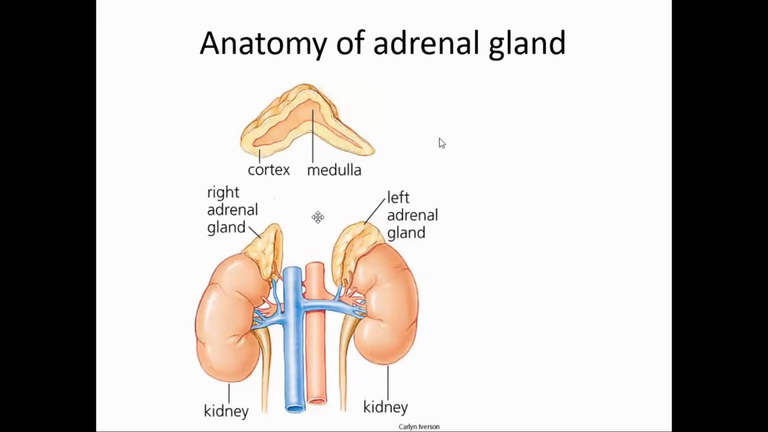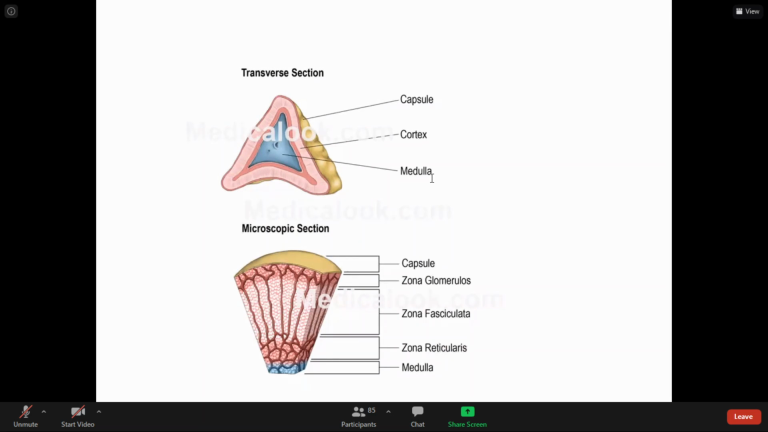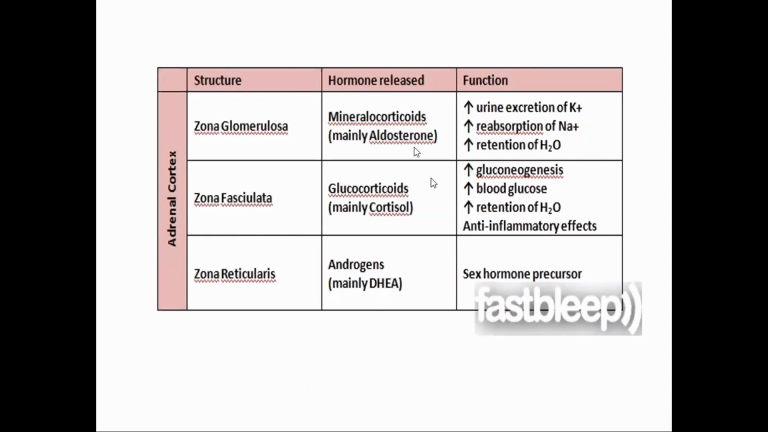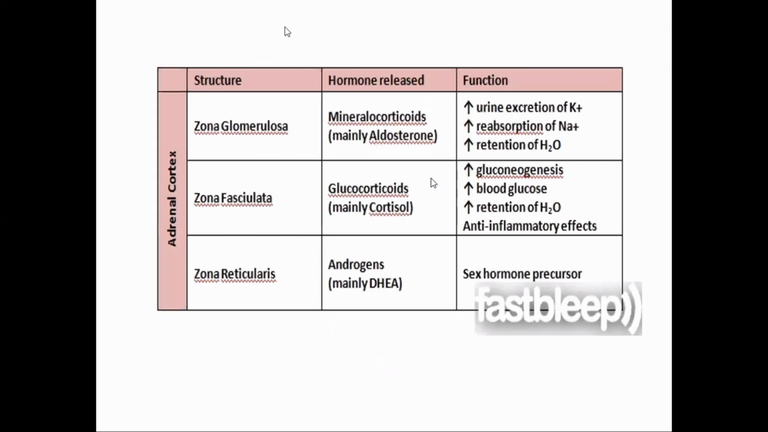On the transverse section, what we see is that the outer part is covered with the capsule, and the inner part is cortex and medulla. Cortex is further divided into zona glomerulosa, fasciculata, and reticularis. Functions, you may know. Zona glomerulosa releases the mineralocorticoids, mostly aldosterone.